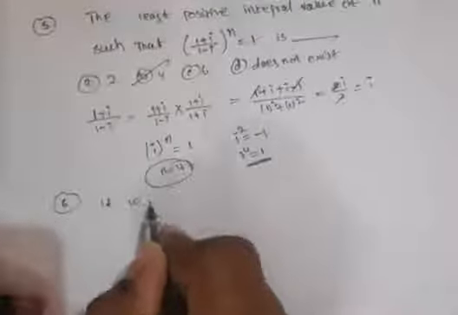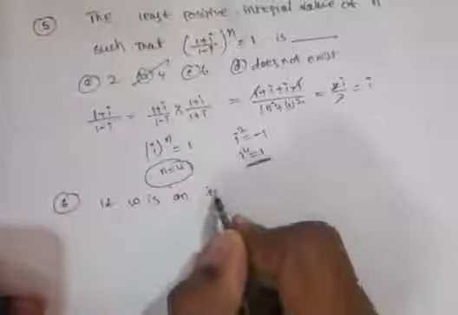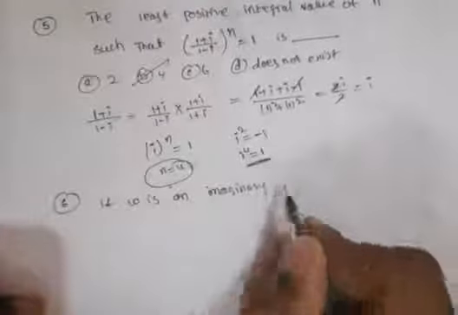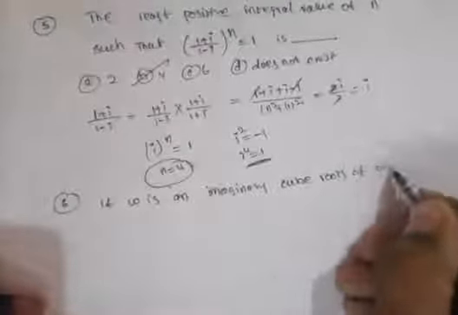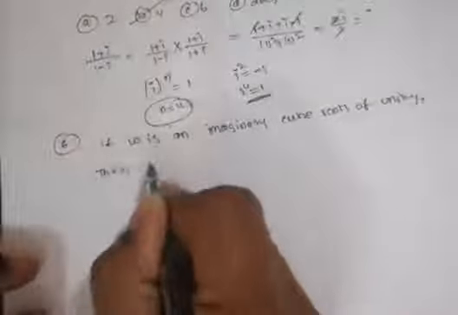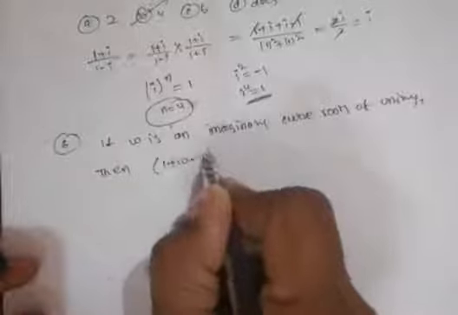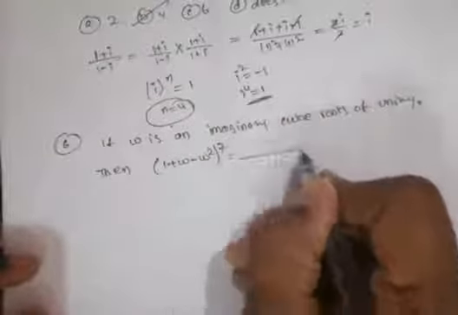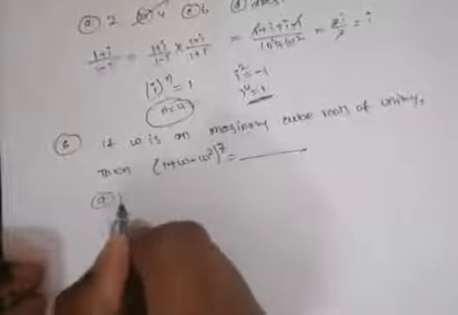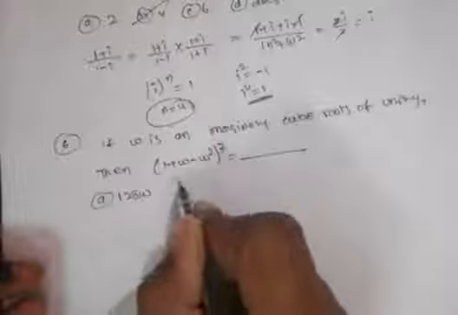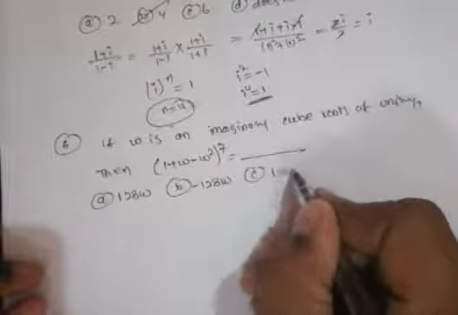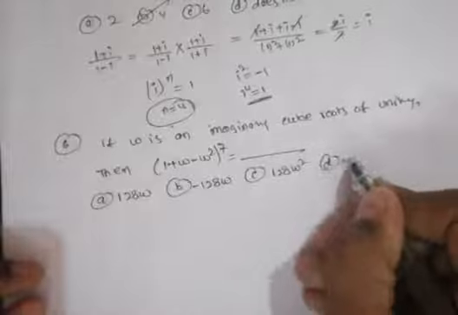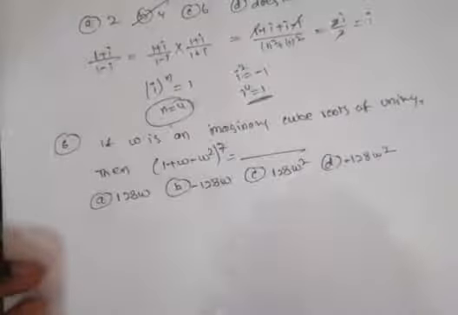If omega is an imaginary cube root of unity, then 1 plus omega minus omega square whole to the power of 7 is: option A, 128 omega; option B, minus 128 omega; option C, 128 omega square; option D, minus 128 omega square.